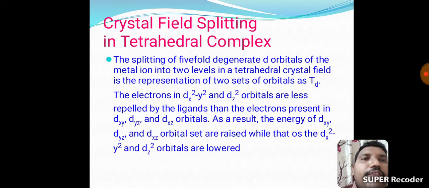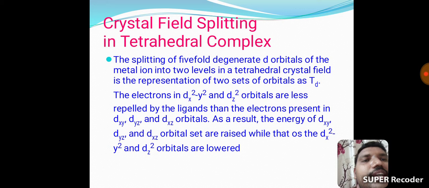Now, crystal field splitting in tetrahedral complex. The splitting of the 5-fold degenerate d orbitals of the metal ion into 2 levels in a tetrahedral crystal field is the representation of 2 sets of orbitals as Td.